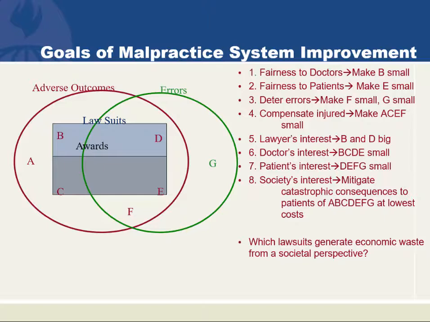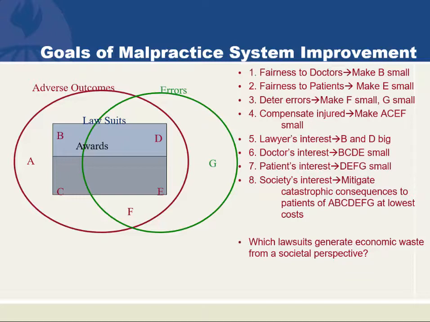Now, lawyers want to basically win lawsuits, so if you are working to reform the system to improve payments to trial attorneys, you just want to win more awards. If you are working to reform the system for the medical sector's interest, you want awards to not occur, and so you want B, C, D, and E to be small. Patients want there to be no errors, and I think this is sort of the social interest, is to make everything in the green circle become small. And society's interest is to mitigate the catastrophic consequences to patients. We want all of these adverse outcomes and errors, all of it, to result in the smallest financial and medical consequences to patients.